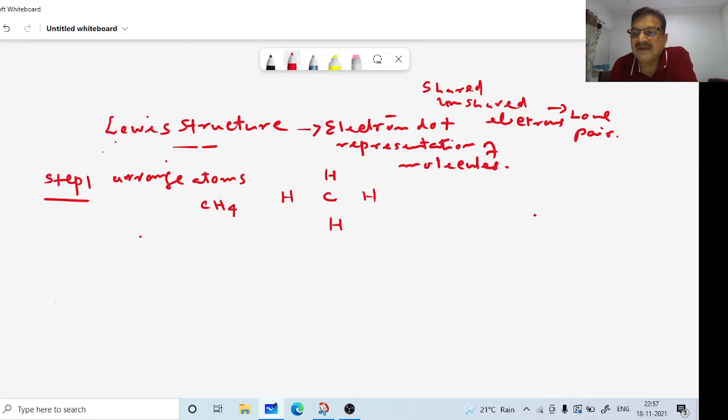Now, as a first approximation, the number of atoms around an atom is the number of bonds it will form.